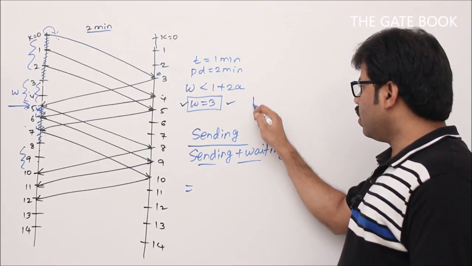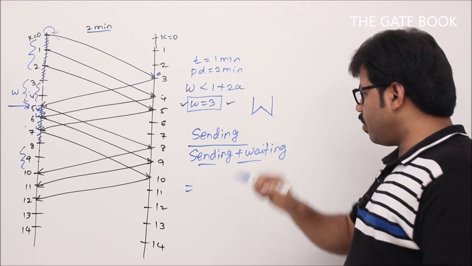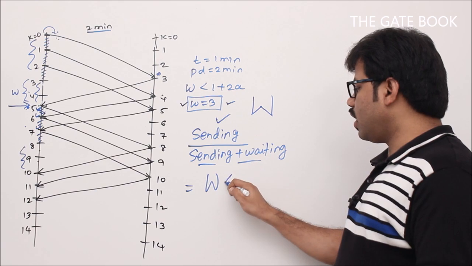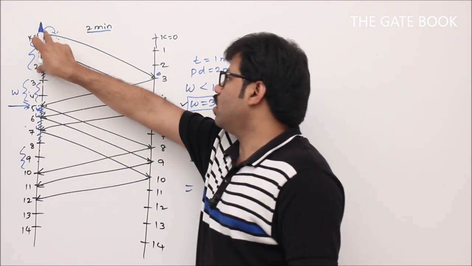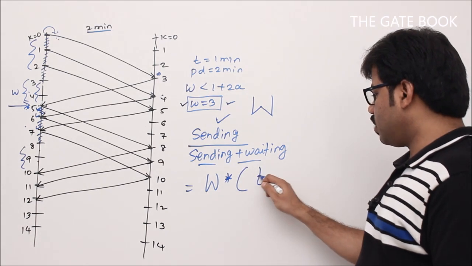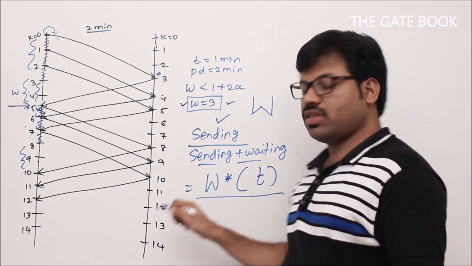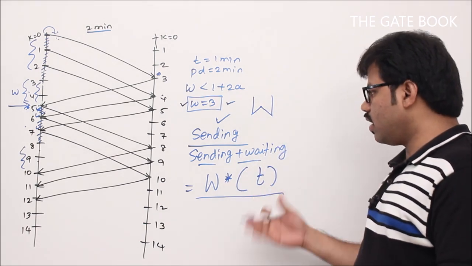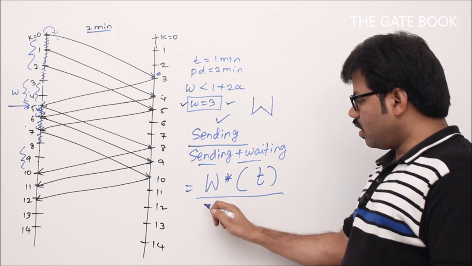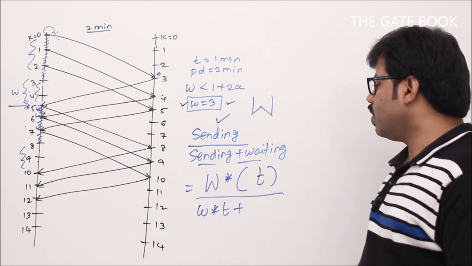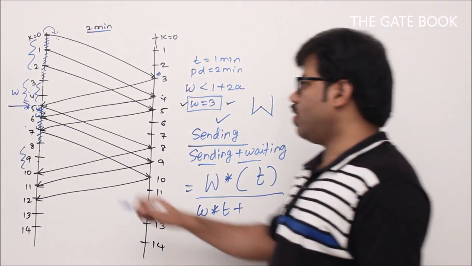If your window size is W, then W frames you are going to send, right? Sending time is nothing but W frames. See here, W frames. How much time do they take? Assume that transmission time is T, fixed length frames. Each one takes T time. In that time, we are using the link, but total time is W into T, correct? Plus, what is the waiting time?